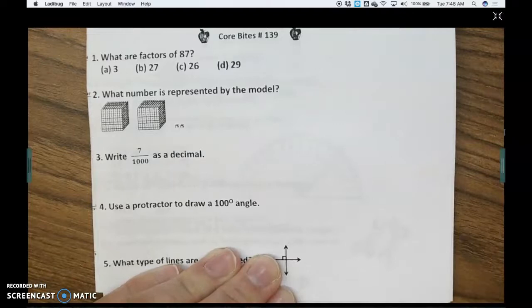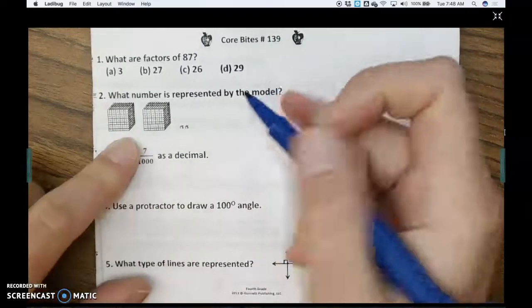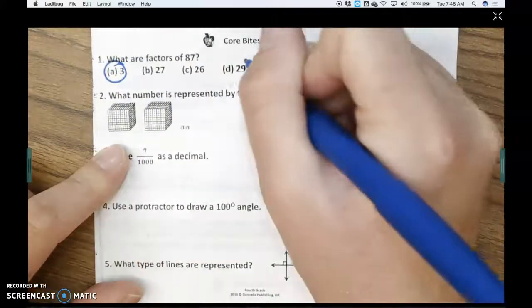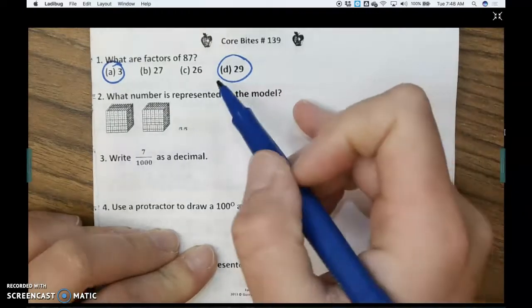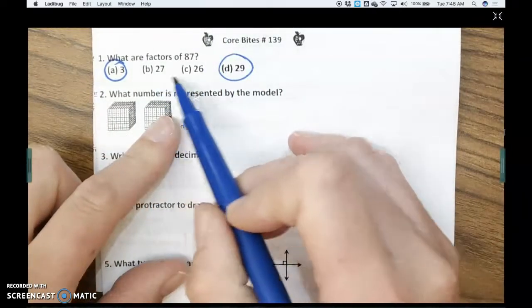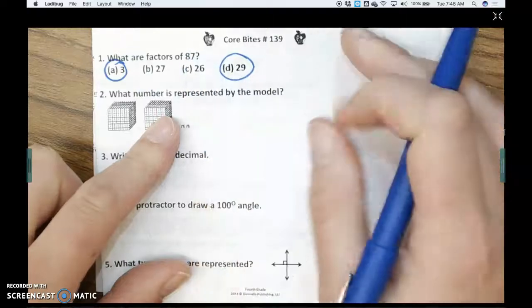The first one says, what are the factors of 87? So the only two numbers you can actually multiply together to get 87 would be the 3 and the 29. We know this because if you multiply them together, 3 times 29, you would get 87. If you do any of these other numbers times 3, you're not going to get that total.